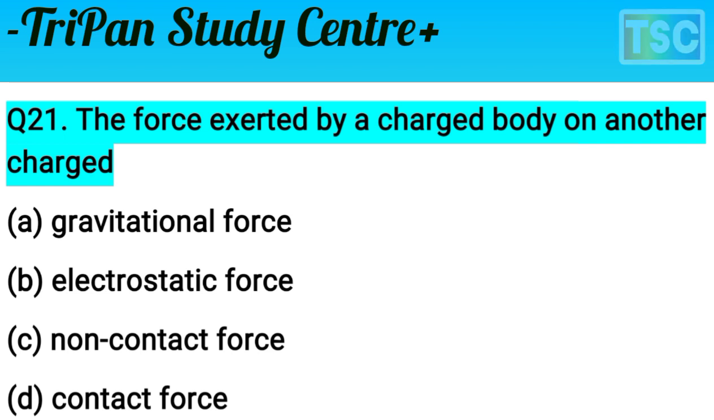Let's see what the correct answer is. The force exerted by a charged body on another charged body: gravitational force? Nothing like that is involved, so option A is wrong. B, electrostatic force. B is the correct answer. The force exerted by a charged body on another charged body is the electrostatic force. So option B is correct. That's important. Let's see the next question.